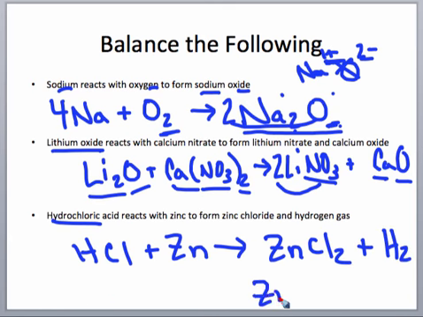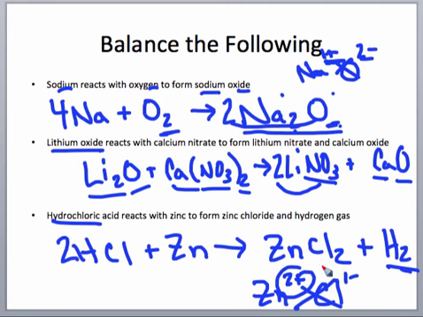Now here I would have to tell you that zinc has a 2+ charge, chlorine we know, or chloride, we know is 1-, so when we crisscross we get ZnCl2. Like I said, I would have to tell you that zinc is 2+. And just remember, hydrogen is diatomic. So we have 2 hydrogens, so I'll put a 2 there, which will balance our chlorines, and our zinc is already there.